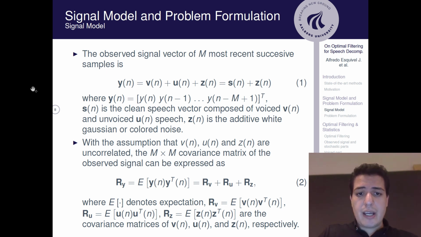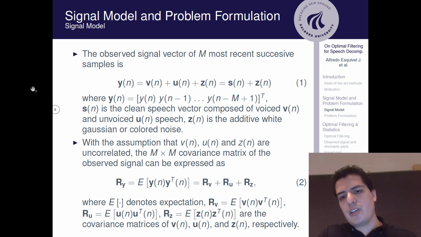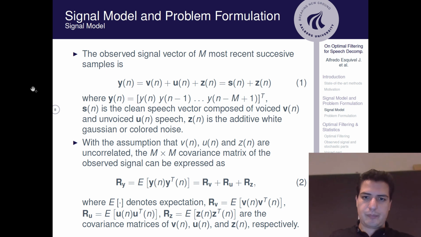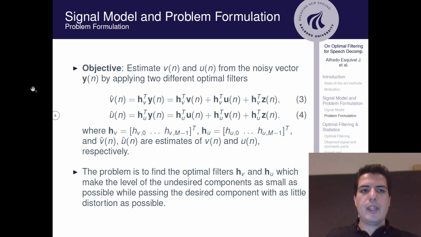In such a way, the N by N covariance matrix of the observed signal can be expressed as the sum of the voice component covariance matrix plus the unvoiced component covariance matrix plus the noise covariance matrix. It's in equation number 2 with the respective definitions using the expected values. So the objective is going to be to estimate the components from the noisy vector y(n) by applying two different optimal filters.